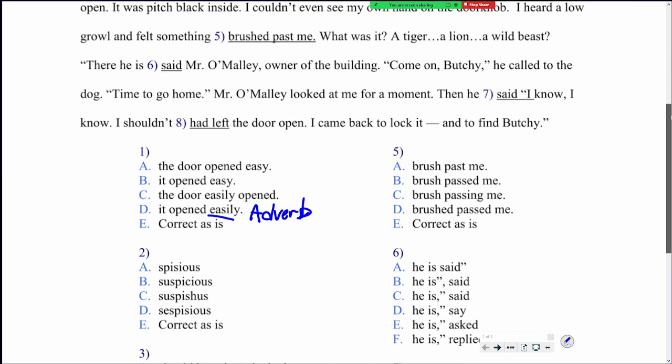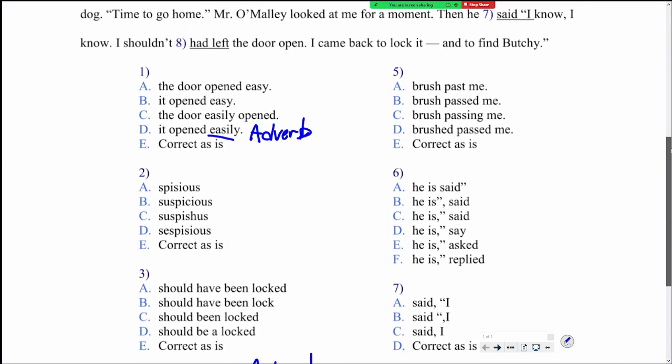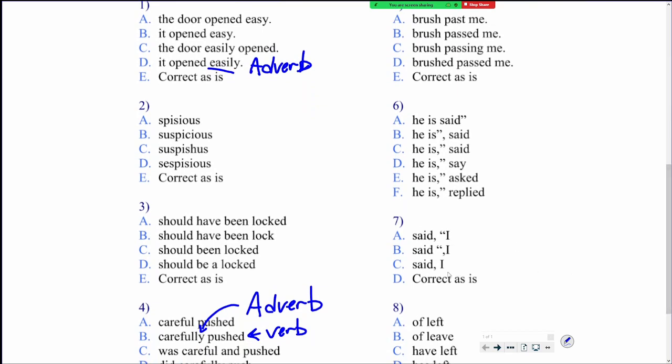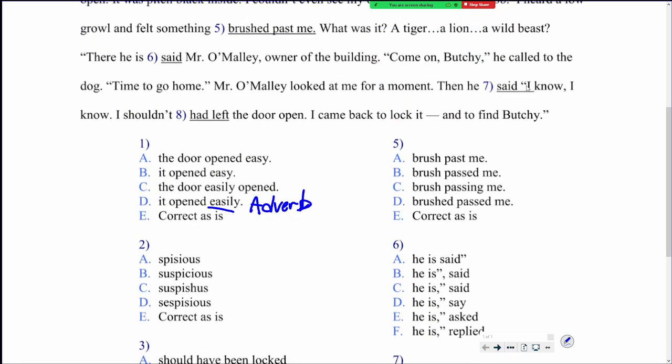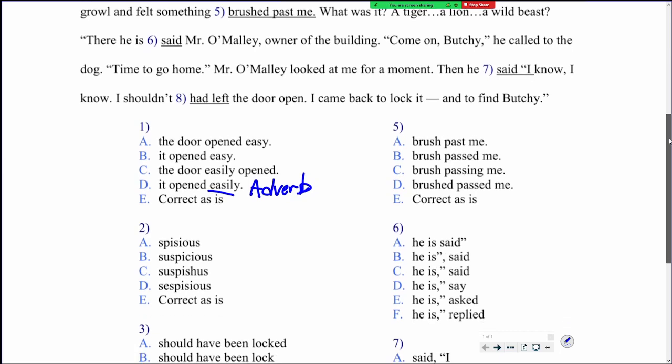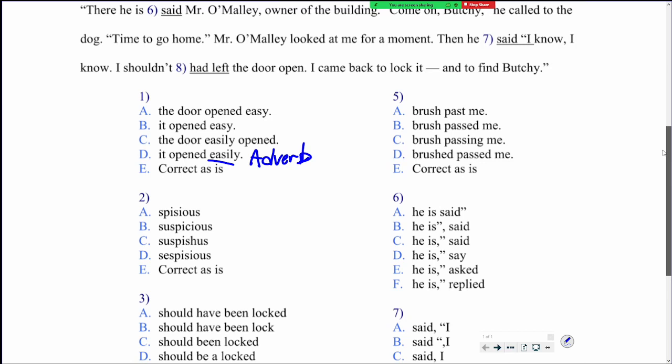Then he said, I know, I shouldn't have let the door open. So 7, then he said, so it should be said, comma, then the quotation mark, and then what he actually said. Everything he said is going to be inside the quotation mark, but we need the comma to set it up. And his last sentence, I shouldn't had left the door open. Right? And that's another subject-verb agreement. I shouldn't have left the door open. I came back to lock it.